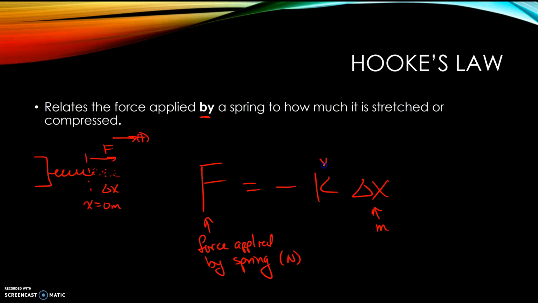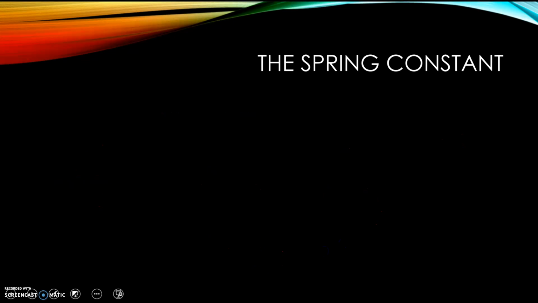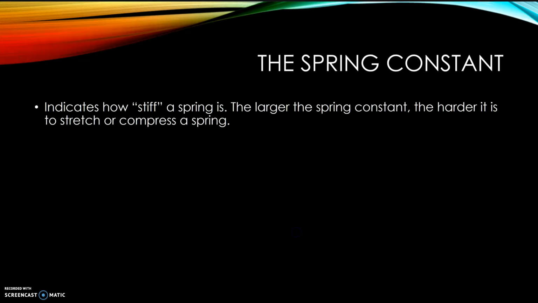And then k. This k is the spring constant. Okay, and this is probably the one variable that is most confusing. So this is the spring constant. It has units of newtons per meter. So let's talk about the spring constant a little bit. The spring constant indicates how stiff a spring is, or how hard it is to stretch or compress a spring. The larger your spring constant, the more difficult it's going to be to make that spring stretch or compress.